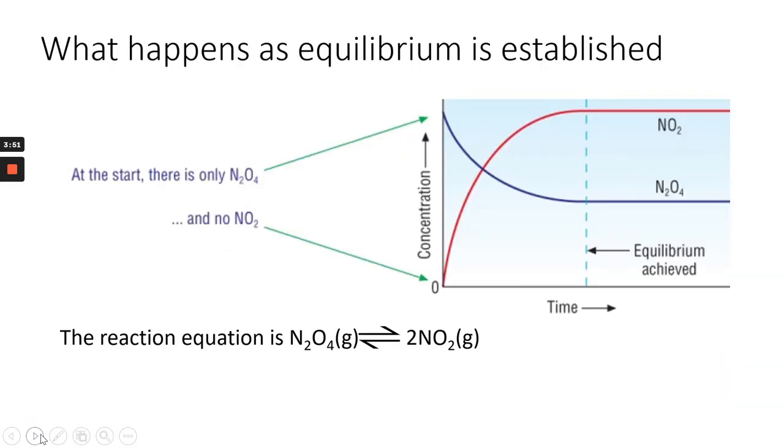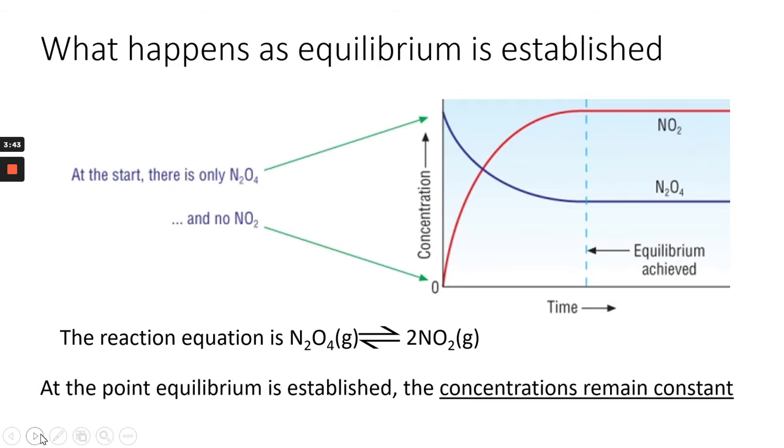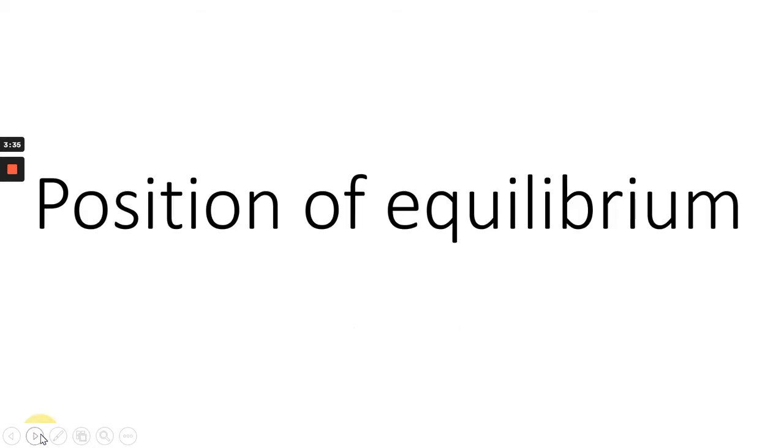At the start there's only reactants, but as time goes on more and more product is made and more reactants is used up, until eventually their concentrations level out, and at that point equilibrium is achieved. You can see that their concentrations aren't the same as each other, but they are constant.